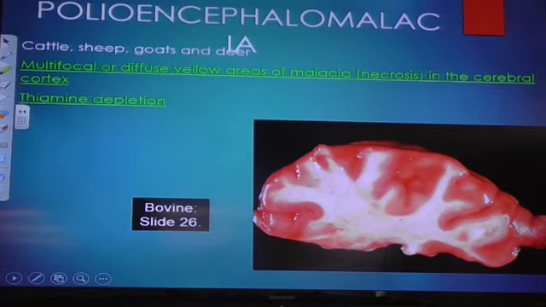And so the white matter is intact, but the gray matter has what I consider sort of a glistening, sort of bright appearance to it. And polioencephalomalacia is easier to diagnose hands-on, obviously, because you can tell that it's much softer than normal. The cause is thiamine deficiency or depletion.